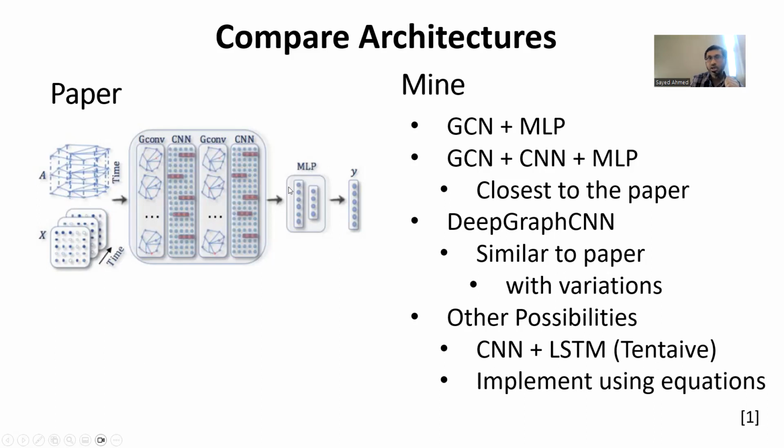GCN, CNN, and then MLP, right? So that's what I used. I did not use the multiple blocks. I think there are some challenges.